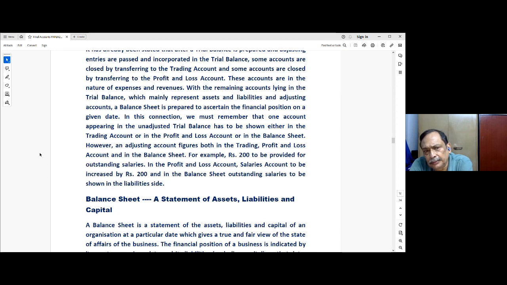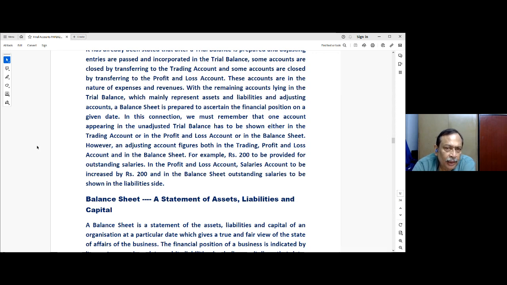For example, rupees 200 to be provided for outstanding salaries. In the profit and loss account, salaries account to be increased by rupees 200, and in the balance sheet, outstanding salaries to be shown in the liability side.